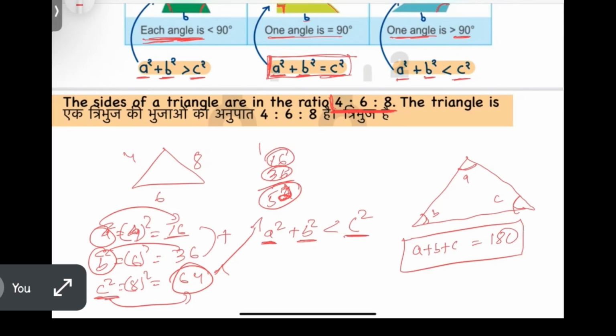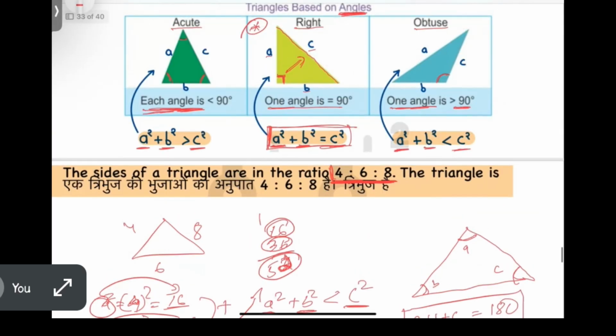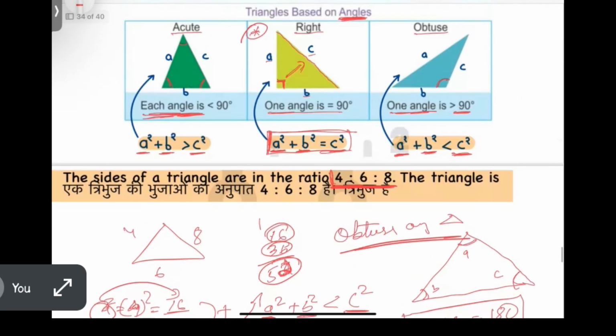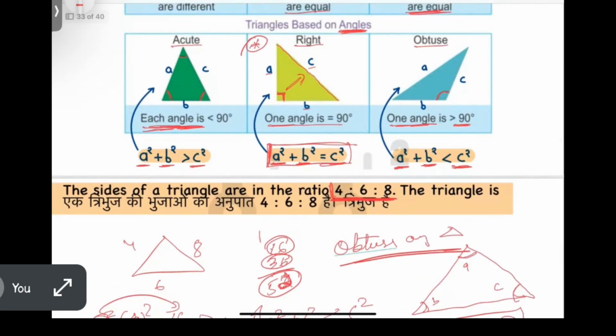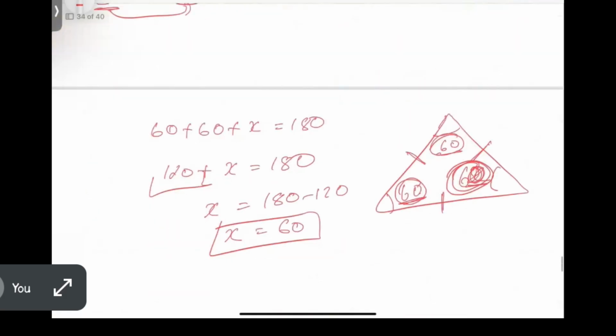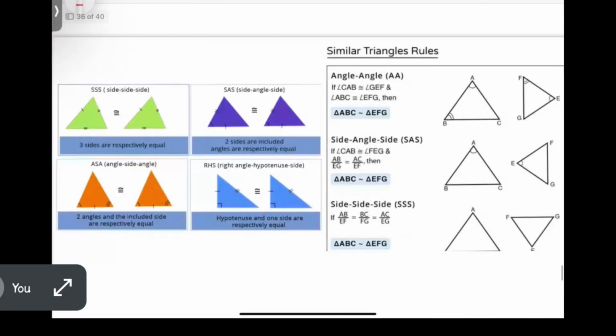So what is the condition here? If a square plus b square is less than c square, then we call it an obtuse angle triangle. Okay, so that's the answer. You need to remember this condition. The middle one is easy, it's the Pythagoras theorem. But if it is less, it is obtuse. If it is greater, it is acute. Remember that.